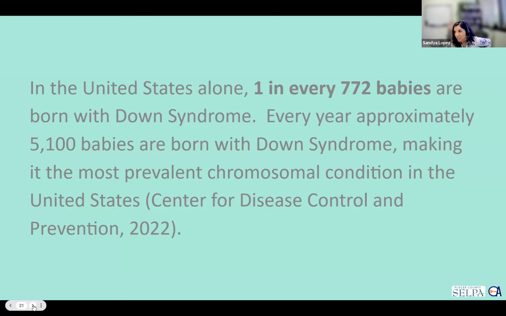Just a recent statistic sharing the prevalence of Down syndrome. In the US, 1 in every 772 babies is born with Down syndrome. Every year, approximately 5,100 babies are born with Down syndrome, making it the most prevalent chromosomal condition in the United States. And this is as of 2022. Next slide.